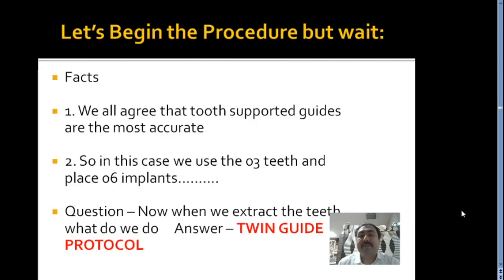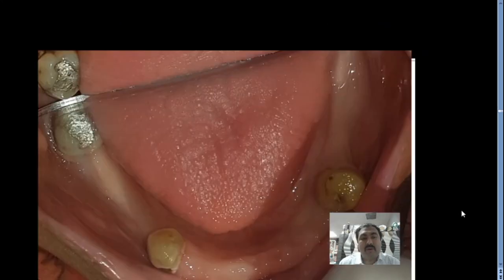So let's begin with the procedure. The facts are that we all agree that tooth supported guides are most accurate. So in this case, we used 3 teeth and we planned to place 6 implants in the mandible. The question is, now when we extract the teeth, what do we do? Now we have the answer. We will be using the twin guide protocol.